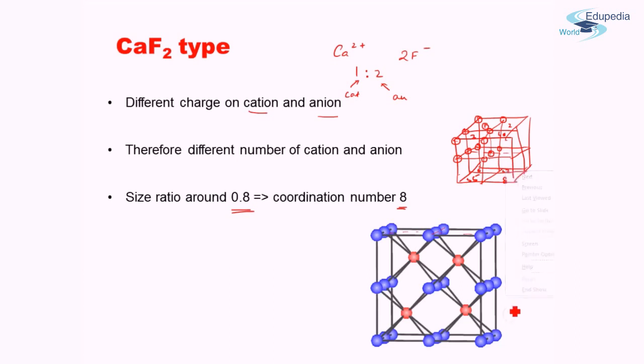Okay, that's what we see here. One calcium atom is here, one calcium atom is here. These are diagonally opposite. One calcium atom here, one calcium atom here. These are diagonally opposite, and these are also in diagonally opposite cubes, right? So this gives you an idea about the calcium fluoride type of structure.